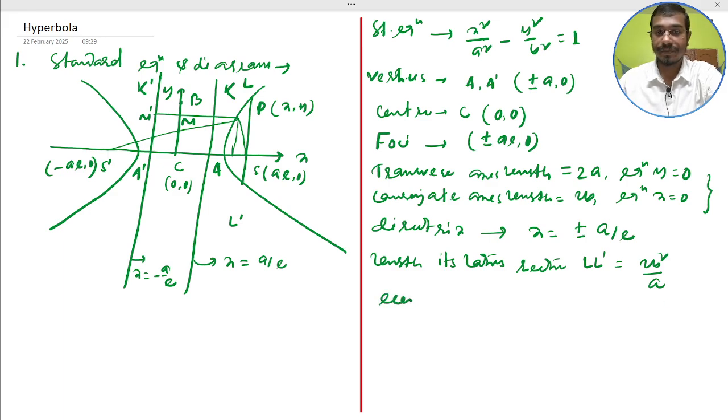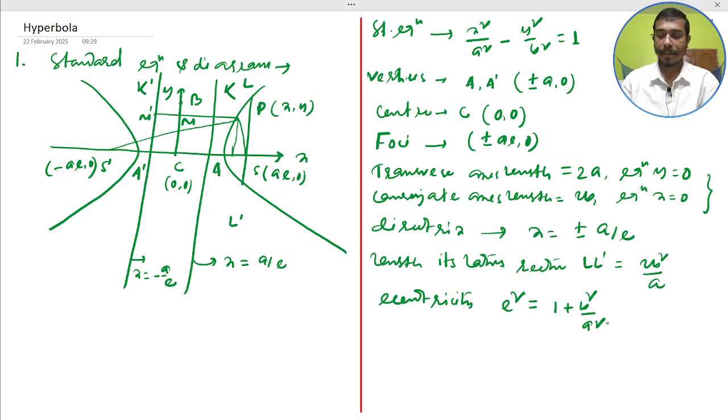Next, the eccentricity. Eccentricity, that is e square equal to 1 plus b square divided by a square. e square equal to 1 plus b square divided by a square.